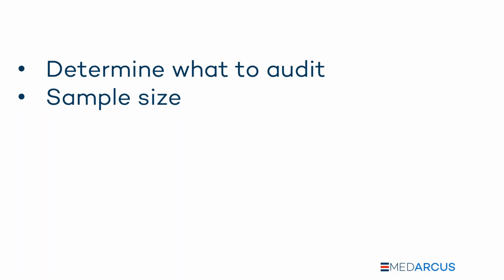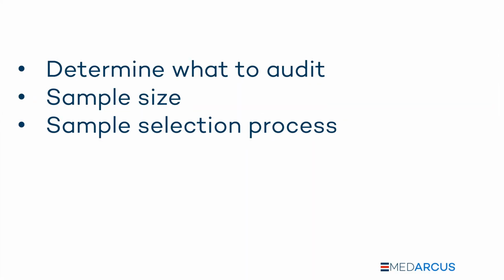The sample size is the next thing to consider, and that's really based on your MPI size more than anything else. But a good rule of thumb is about 100 records is sufficient for a decent sized MPI, or if you have a smaller MPI system, about 1% of your data.